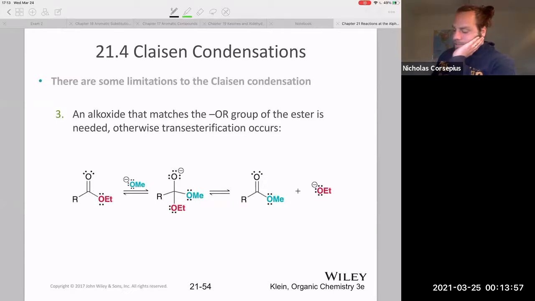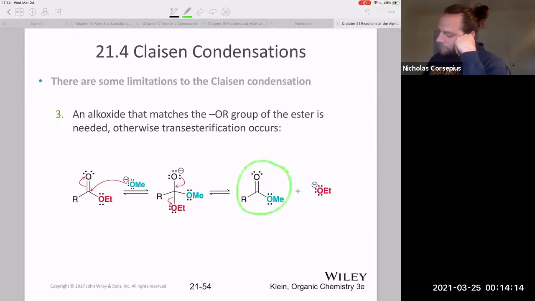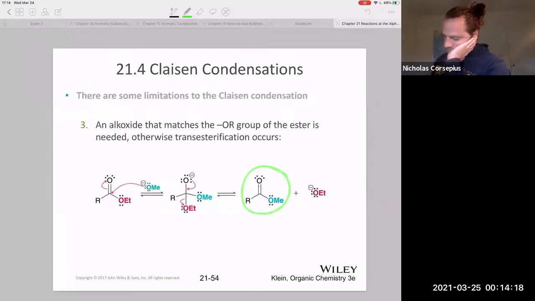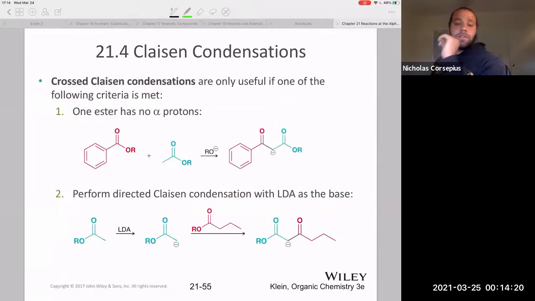And this slide just illustrates what happens if you use an alkoxide ion that's different from that. So if we use a methoxide ion, but we have an ethyl ester, we're going to switch out that ester group. All right, so now we just have a different ester that we're working with. So bottom line is, again, you got to use an alkoxide ion that matches your ester.